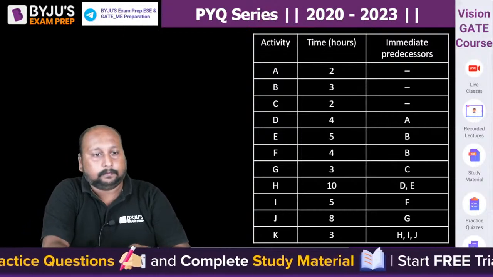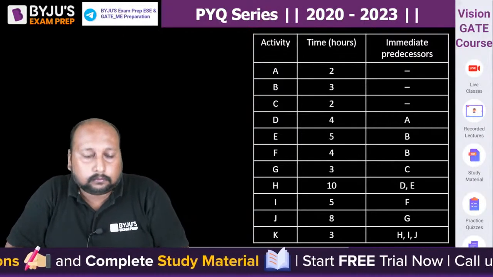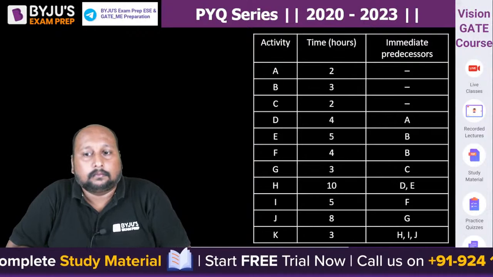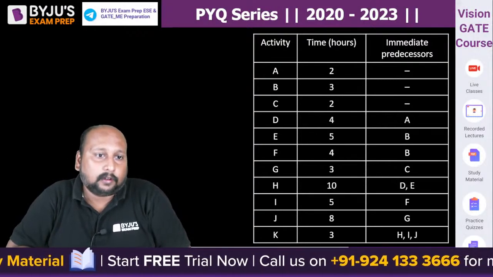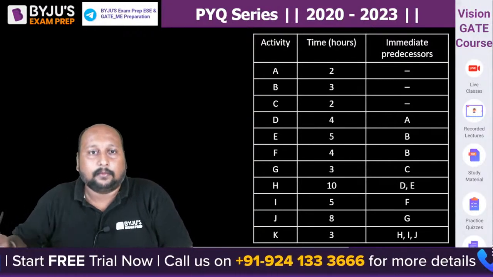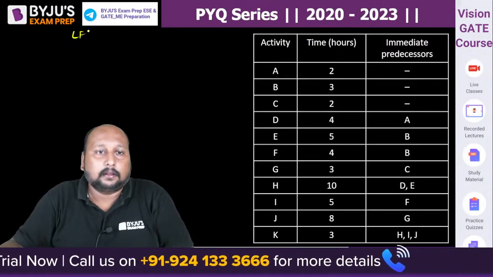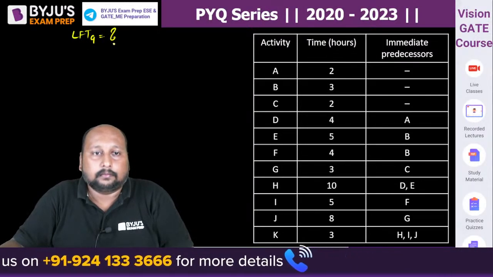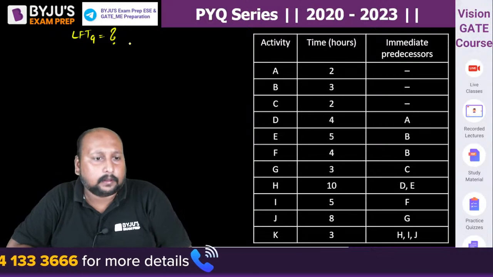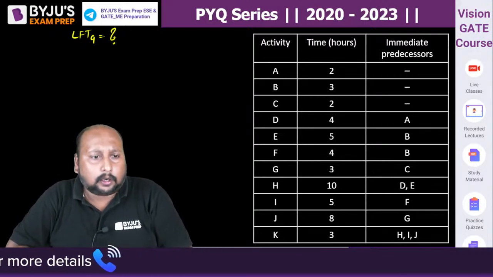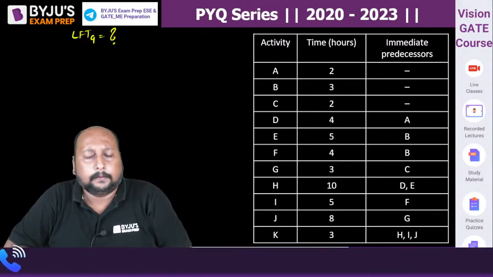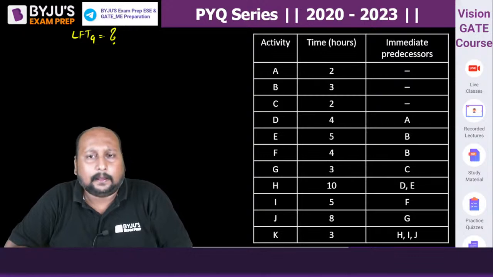Anyone? Quickly, what will be the latest finish time? You have to calculate the LFT of activity G. Draw the network diagram and tell me quickly.